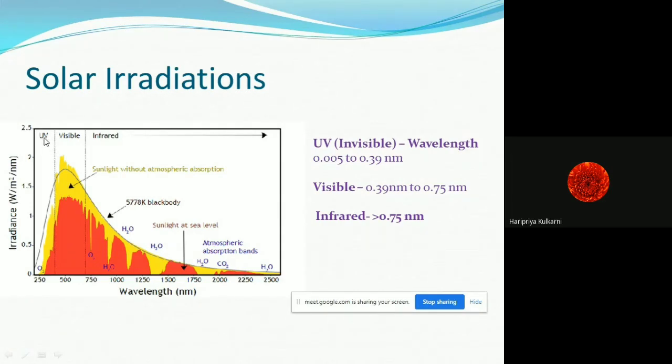One is UV, ultraviolet rays, which are invisible and have a wavelength of 0.005 to 0.39 nanometer. The next is the visible spectrum, from 0.39 nanometer to 0.75 nanometer. The third region is infrared, which is again not visible to us, and it is greater than 0.75 nanometer. The sun rays which we can see with our eyes come only under the visible spectrum, and we are trying to utilize all the heat energy that is coming to the atmosphere.